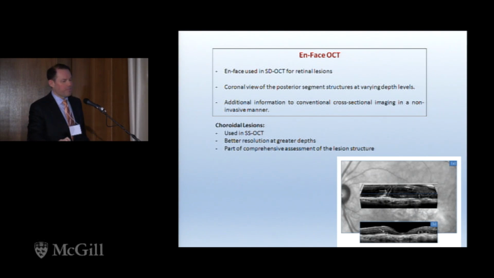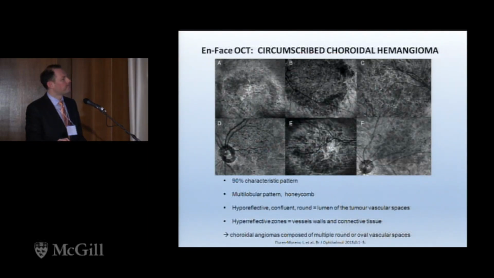And that was something you could do with certain machines of spectral domain OCT, but not so much of choroidal lesions within the choroid. Now that we have swept source, we're able to do the same thing, but even deeper within the eye. So we see better resolution at greater depths and a better comprehensive assessment of the lesion structure. So this is a choroidal hemangioma using en-face swept source OCT.